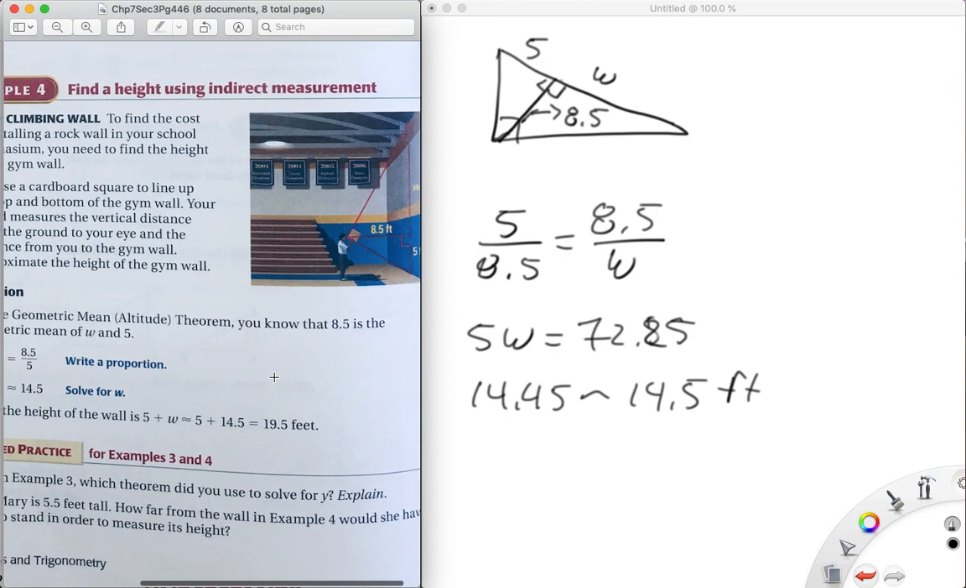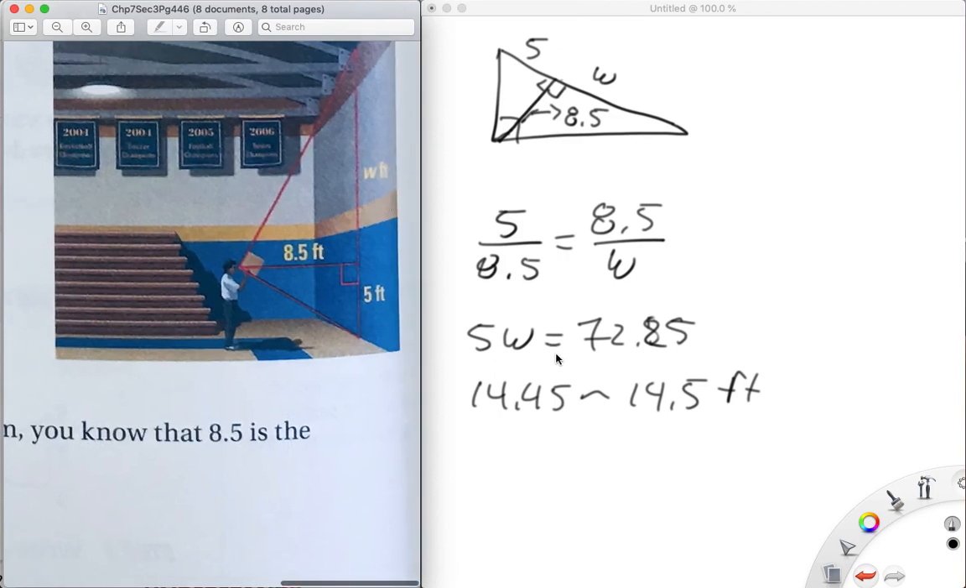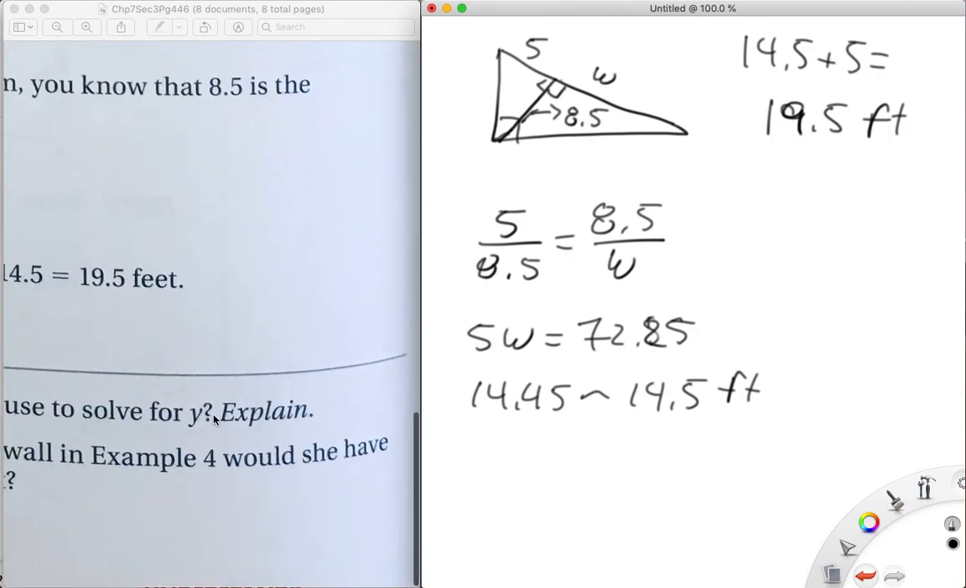They want to know how big this wall is. Since I know that's 14.5, I can add 14.5 plus 5, and that gives me the length of the wall, which is 19.5 feet, approximately. Really short person.